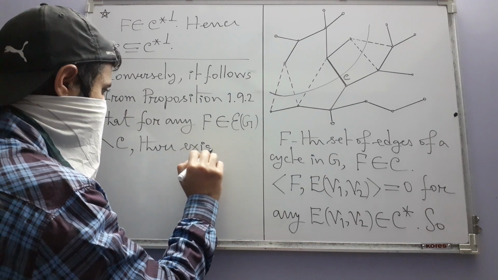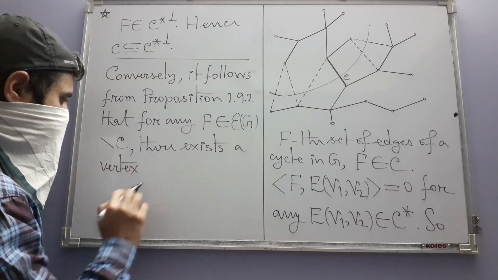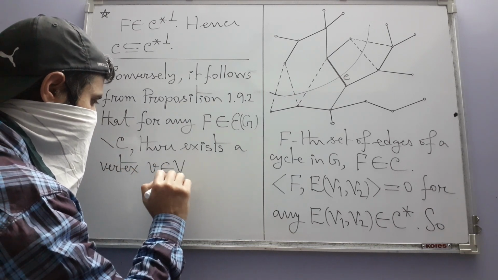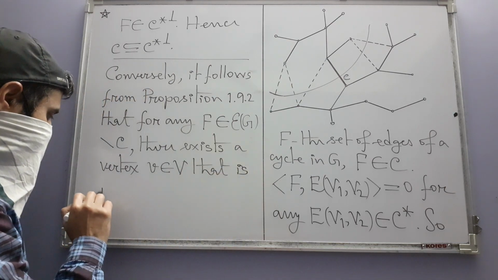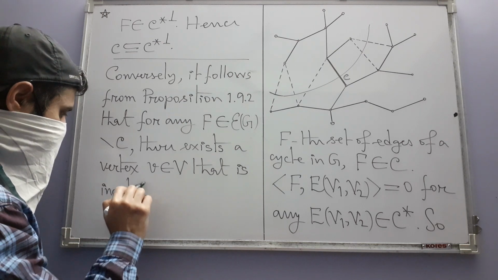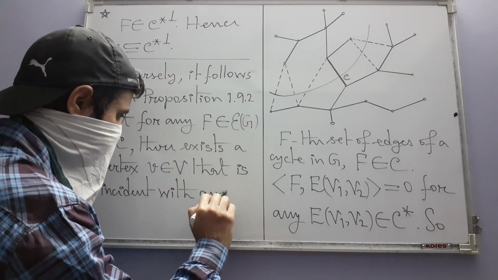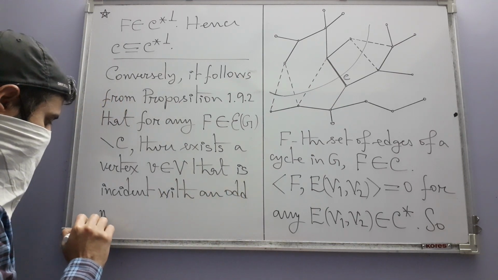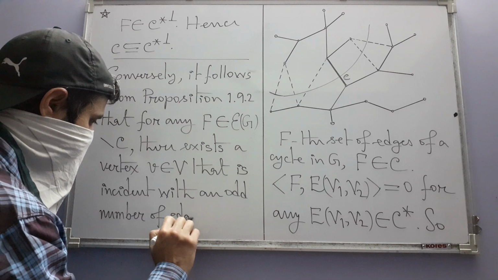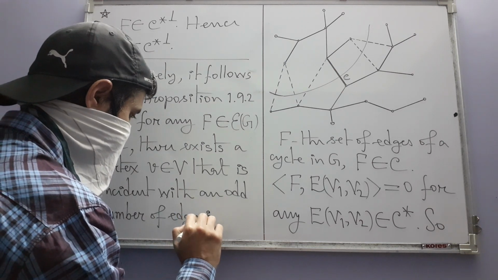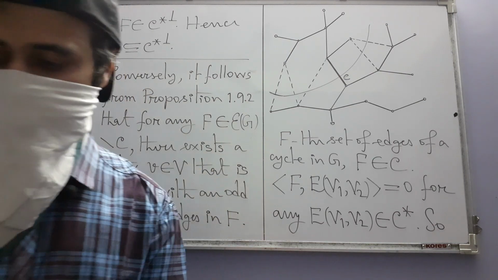there exists a vertex phi in the graph that is incident with an odd number of edges in F. Now, where is this thing coming from?